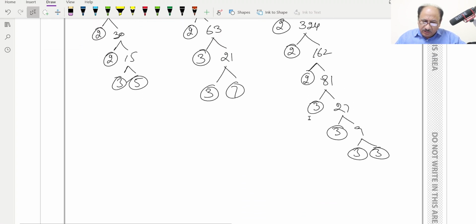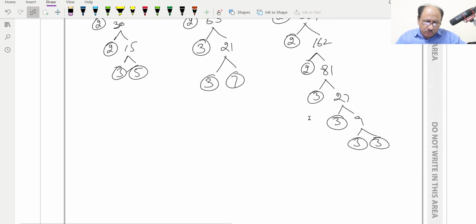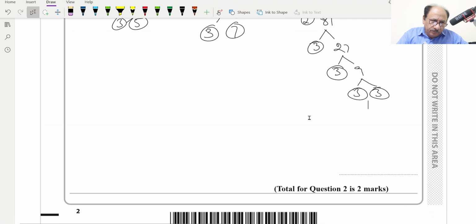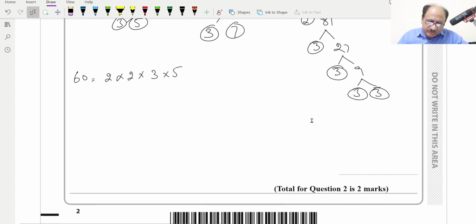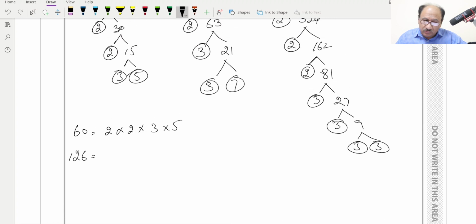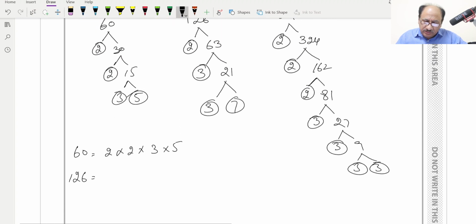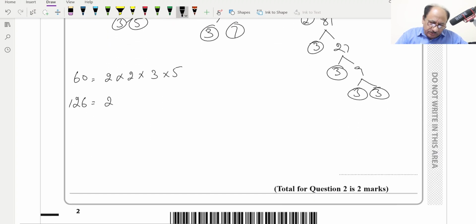Now we can write these prime factors. So the prime factors of 60 will be 2 into 2 into 3 into 5. Similarly, the second number is 126. So the prime factors of 126 are 2, 3, 3, 7. So we can write 2 into 3 into 3 into 7.